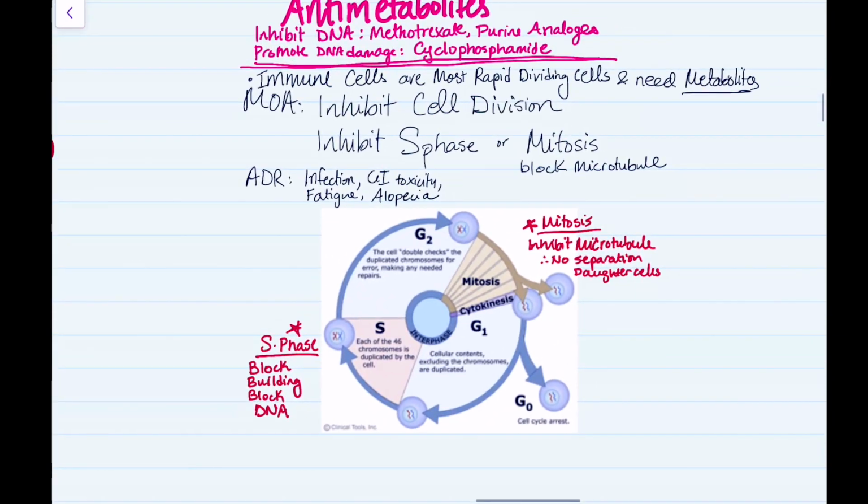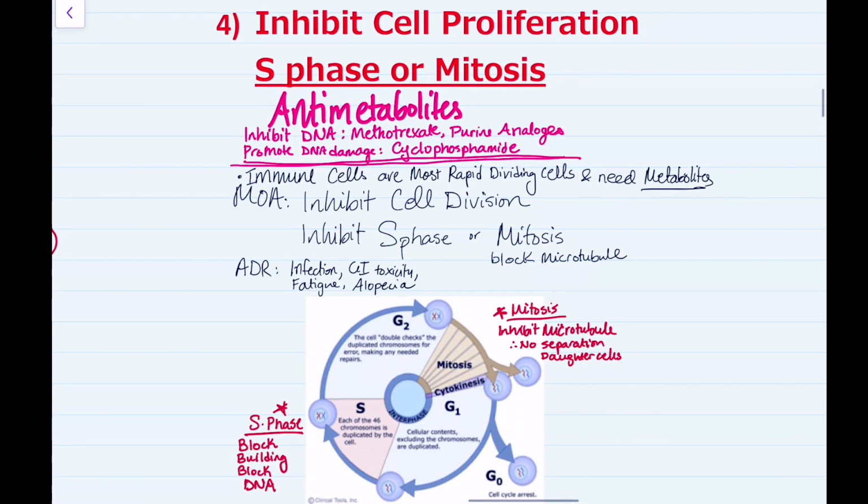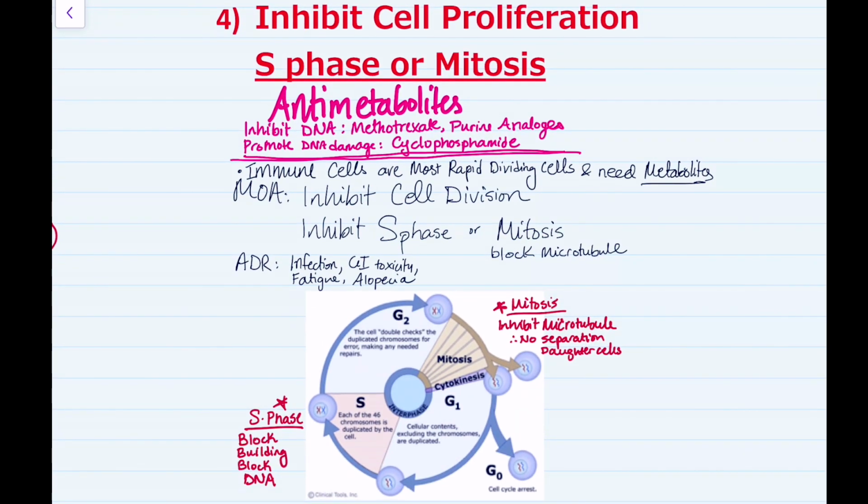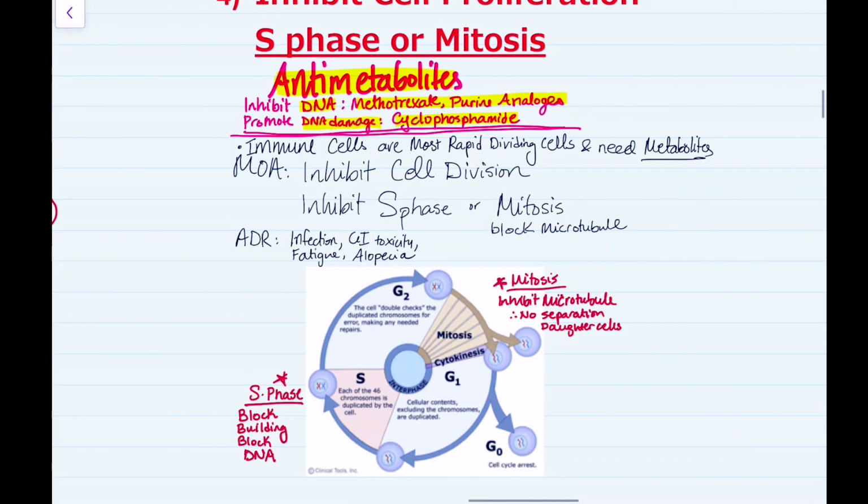Lastly, we talk about the inhibition of cell proliferation, mostly S phase or mitoses. So these drugs are called antimetabolites. We have two types. We have one that can inhibit the DNA, so those are methotrexate or purine analogs, and then some that promote DNA damage, the amides. So we know immune cells are the most rapidly dividing cells, and cells require metabolites to divide. So we have two ways that we can block the cells, and we know this from biology.